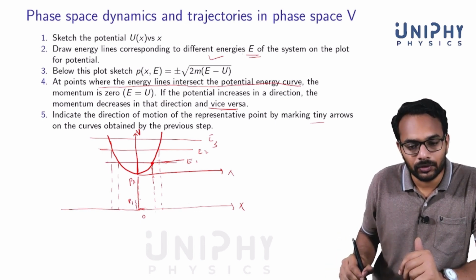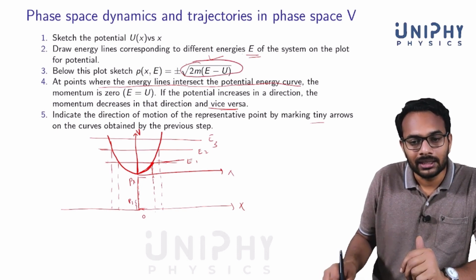If you go towards positive x, you see that as you move along the x direction, the potential energy is increasing. As you move along the x axis from 0, the potential energy is increasing. This means that by this equation, the momentum will decrease.